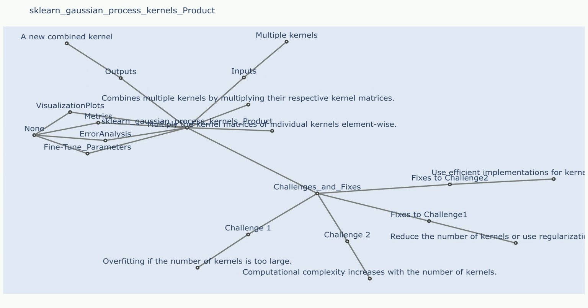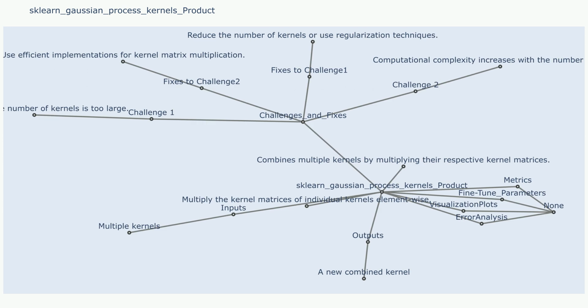Sample use case that resulted in challenge 1: using a product of multiple radial basis function (RBF) kernels with different length scales, leading to a highly flexible model that fits the training data well but fails to generalize to unseen data. Fixes to challenge 1. Use regularization. Add a noise term to the kernel function to prevent overfitting.